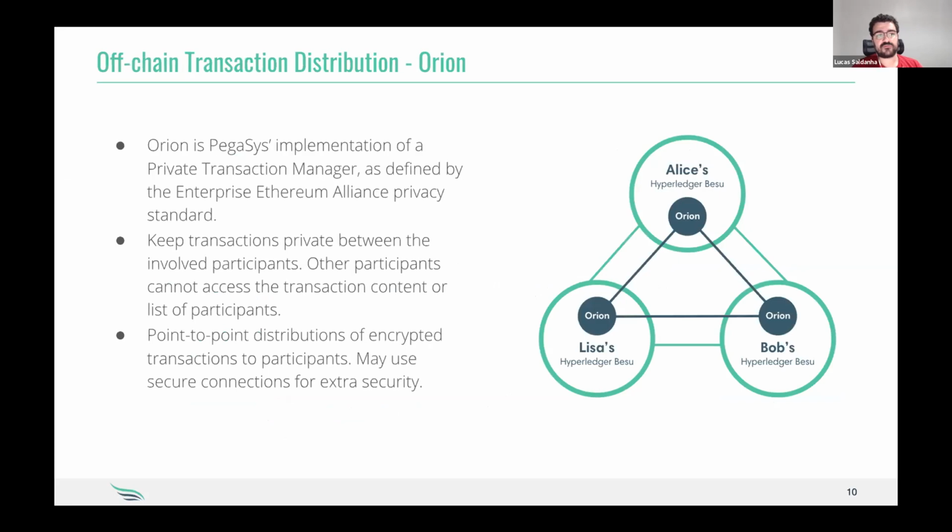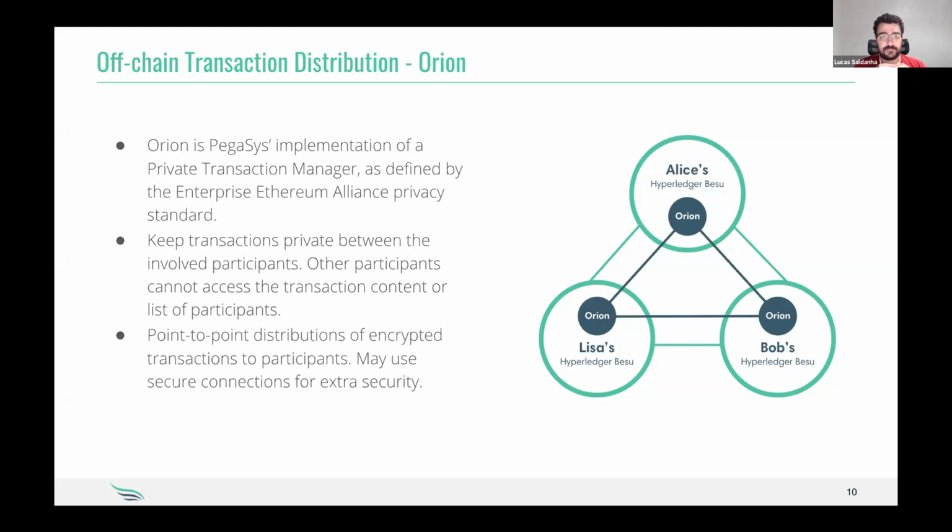Okay, so the first one, the off-chain transaction distribution. You've probably heard about Orion before. If you've been using privacy, you've heard about Orion, or if you haven't, you're going to take a look at it right now. So Orion is our implementation of what the EEA has defined as a private transaction manager. A private transaction manager has basically two responsibilities. One, it has to be able to encrypt the private transactions in a way that only the participants will be able to decrypt it. The second thing is that a private transaction manager must be able to distribute that private transaction in a way that it's only going to be sent to a specific list of participants.